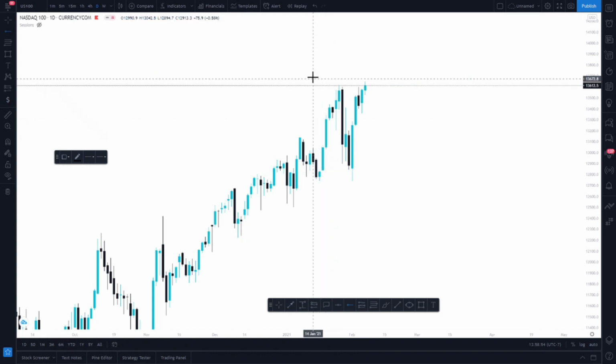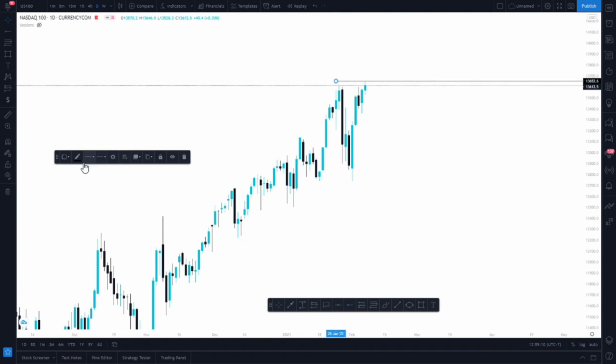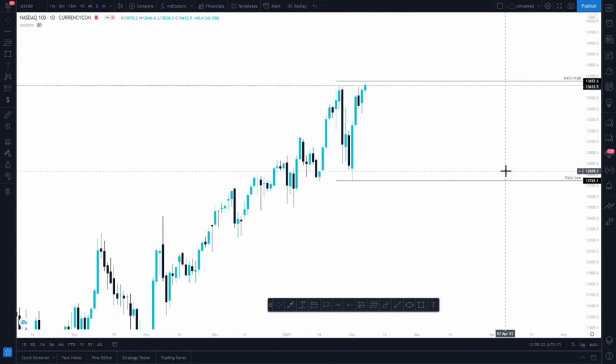So guys, okay, we can clearly see that this was our previous high on NASDAQ100. Then now this is our new day one high. So we're just going to name it daily high. Then now our daily low is just right over here. This is our daily low, guys. So as you can see, we have our daily high and our daily low.